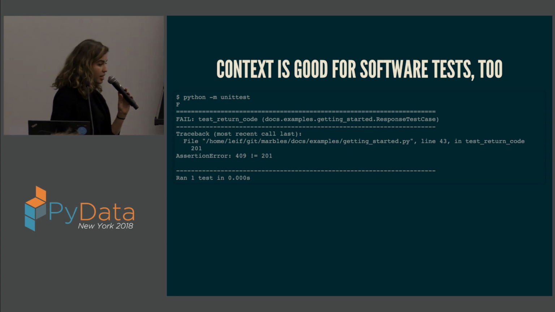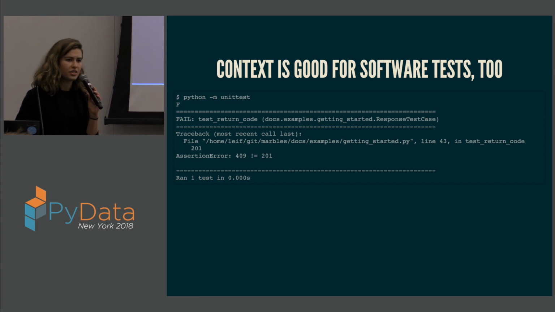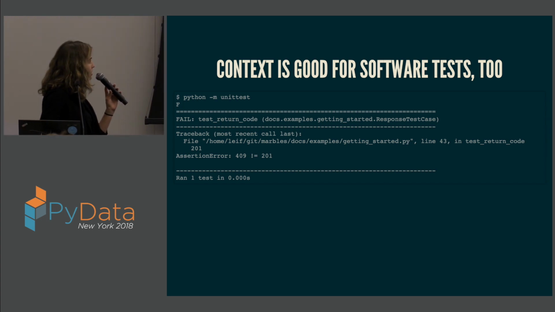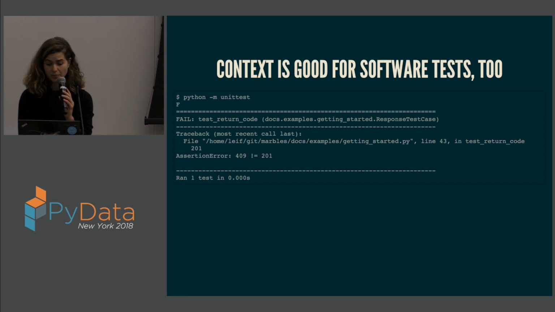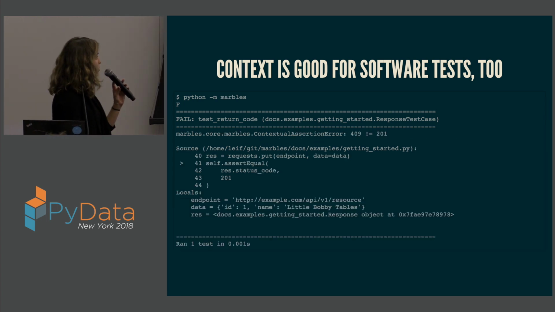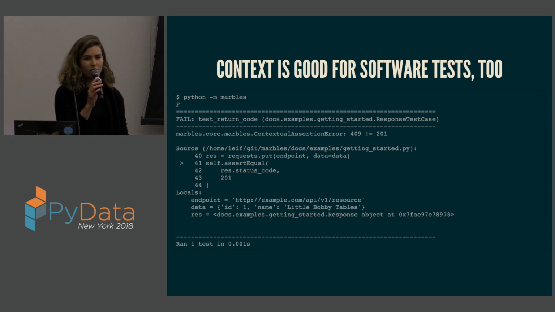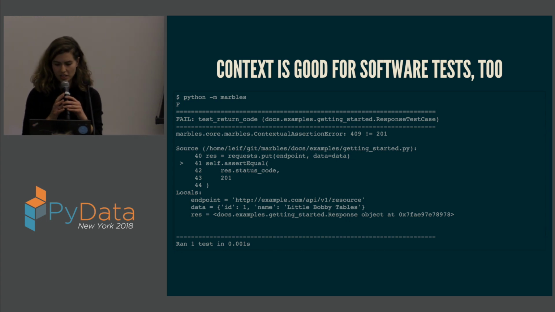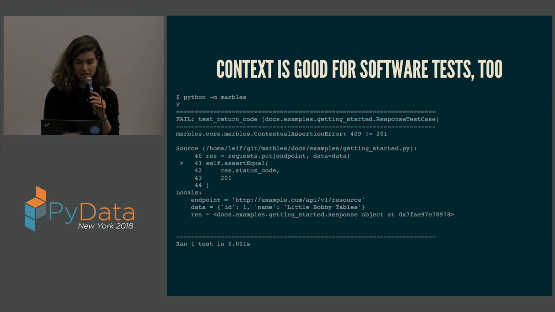Let's say I'm working on a code base, I'm making a change, and I run the test, and I get this failure, and I'm looking at it, and I'm like, what? Okay, I didn't write this test. I don't know what it's doing. If we run this under marbles, all of a sudden I can see, oh, I see what this test is doing, and I also see that this is a really bad test.